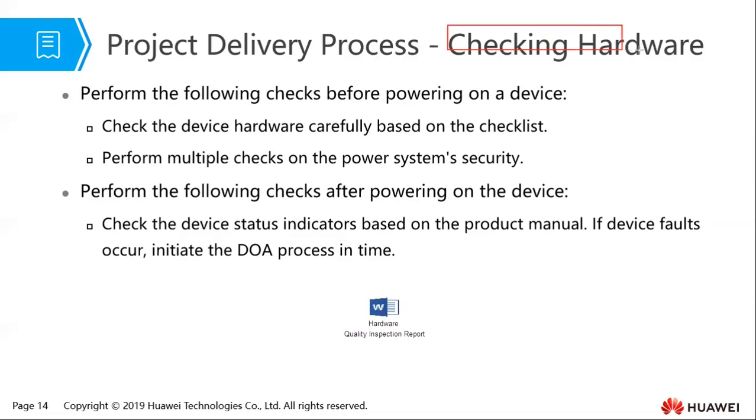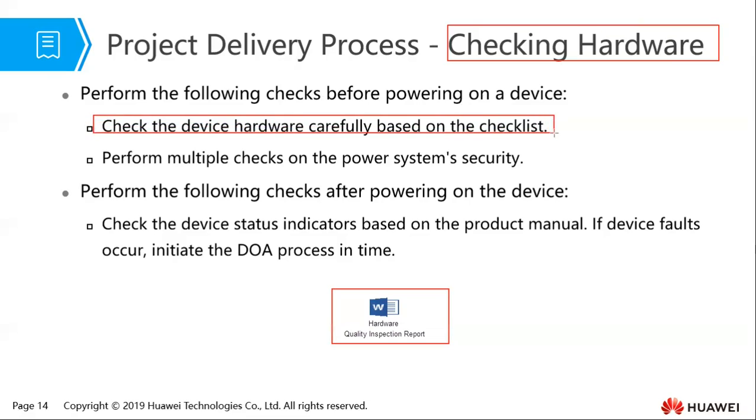So in checking the hardware, we normally have a hardware inspection report. You need to perform these checks before powering on the device. Number one, you need to check the device hardware carefully based on the checklist. Then you need to perform multiple checks on the power system security. After doing that, you need to perform the following checks after you've powered on the device.